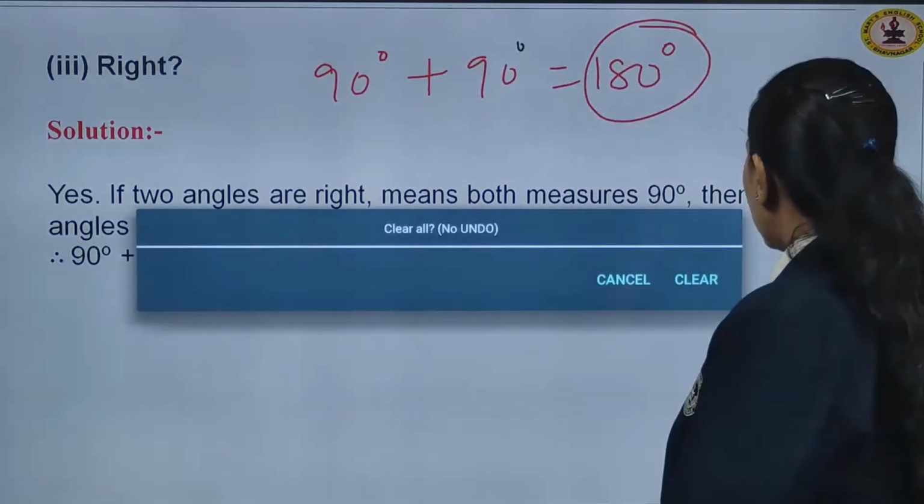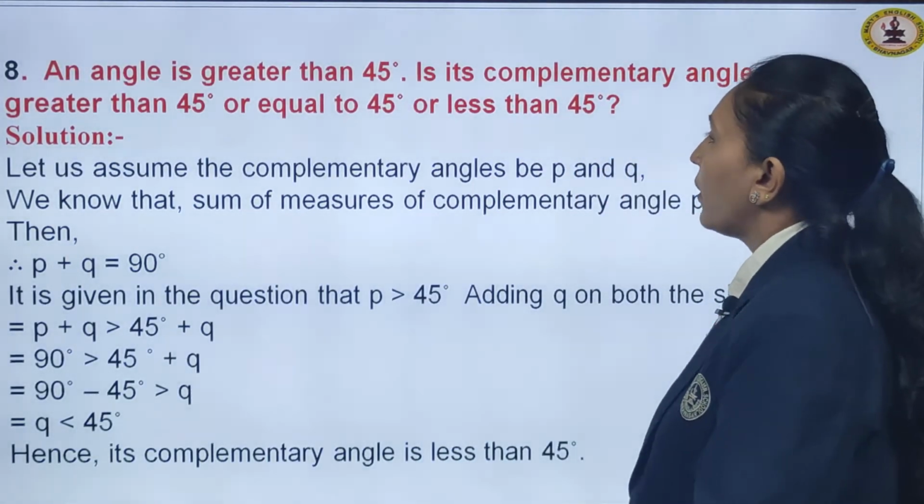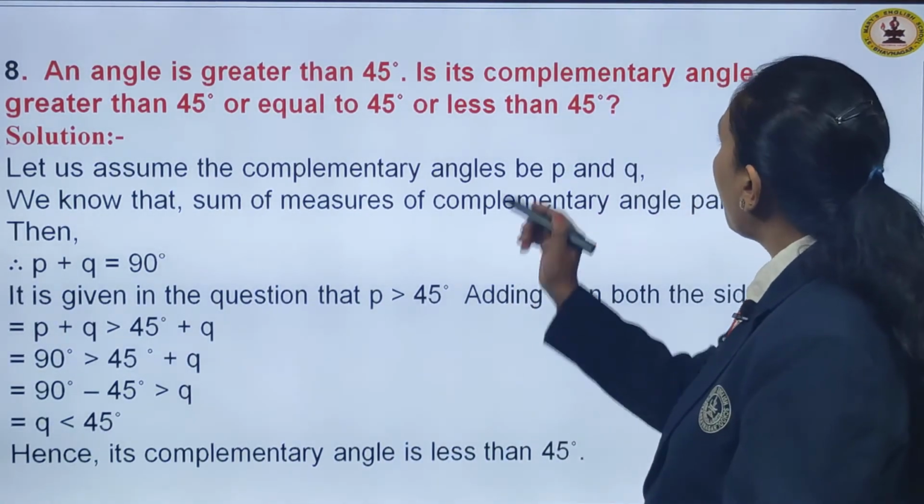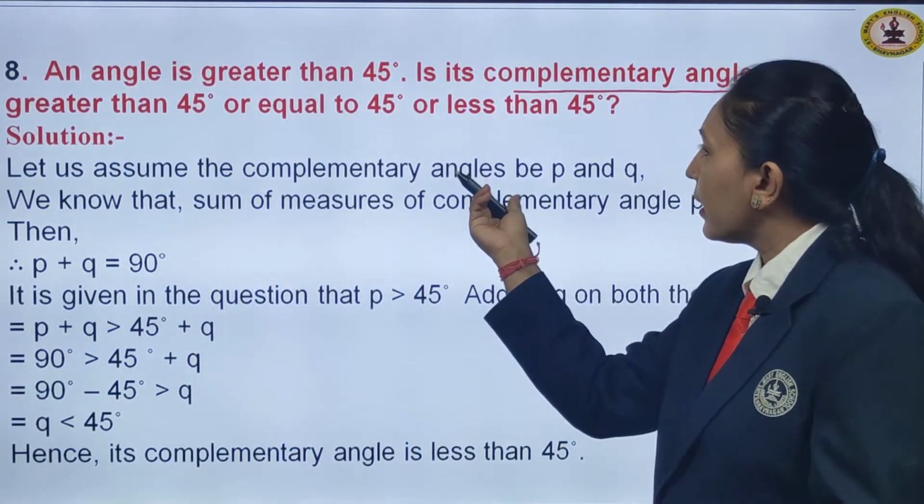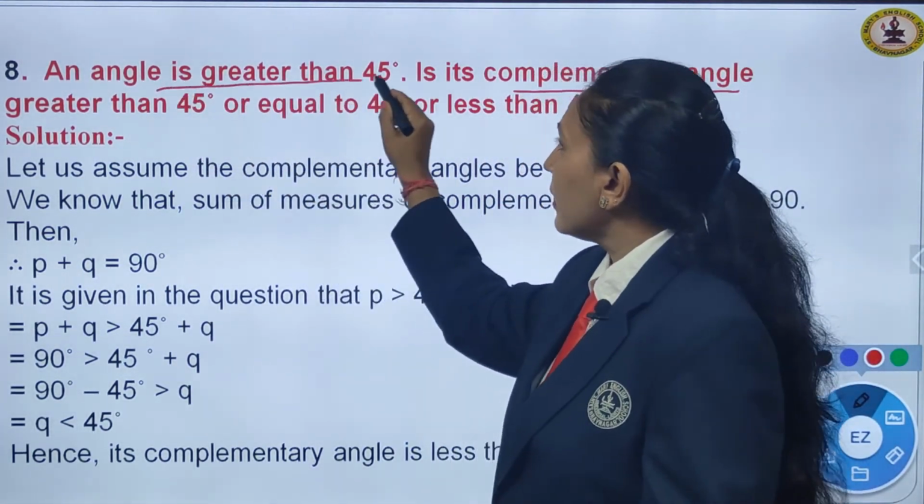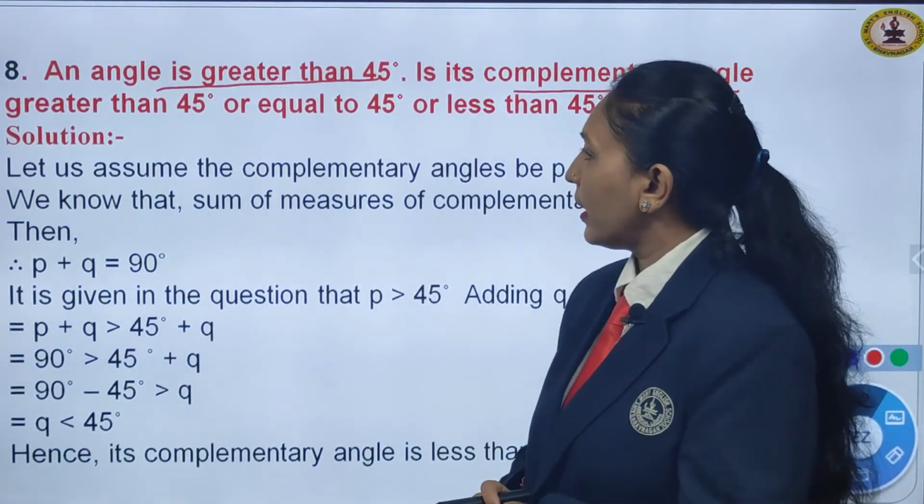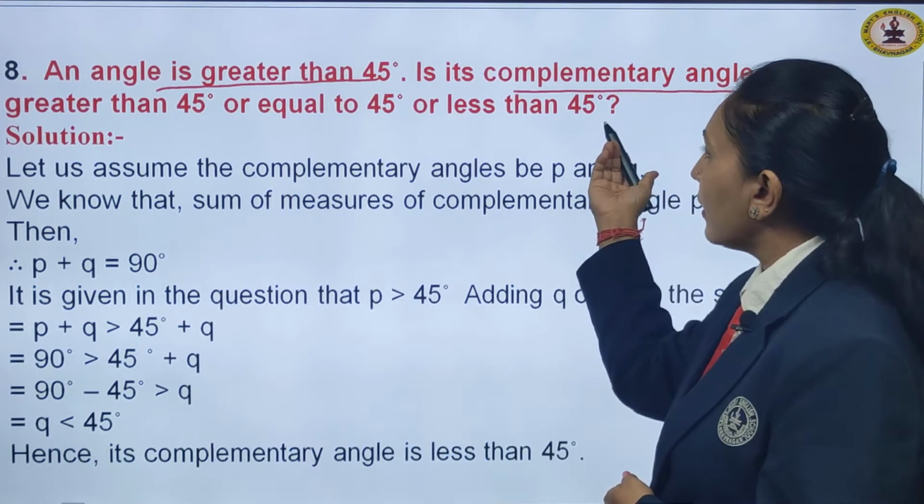Okay. Let us see, children, what is the next question here. An angle is greater than 45 degrees. Is its complementary angle greater than 45 degrees, equal to 45 degrees, or less than 45 degrees? Now children, one condition is given to us, that one angle, you can take any angle that is greater than 45, and its complementary angle, complementary meaning the both of them should add up to 90. Will that other complementary angle be equal to 45, greater than 45 or less than 45? That we have to answer here.